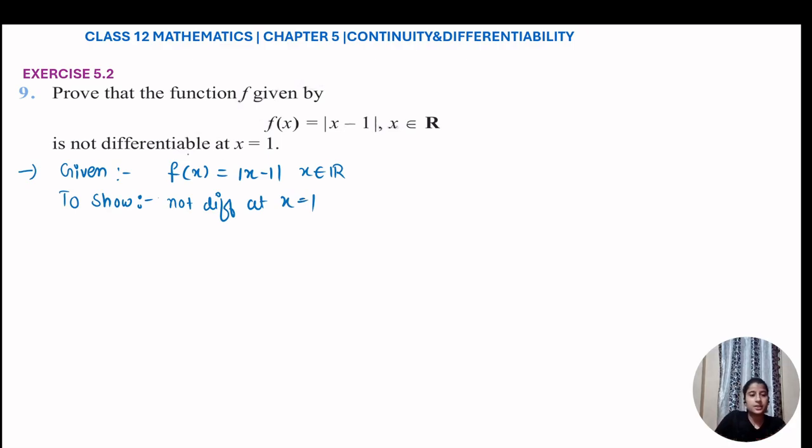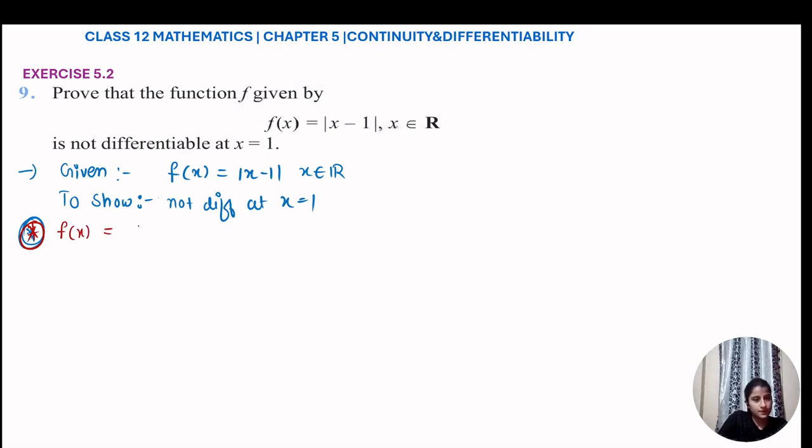As I have always told you, when you have a mod function, there is an important funda. It's important that when you have a mod function, always simplify that function as much as you can.